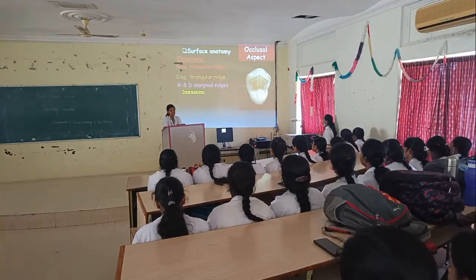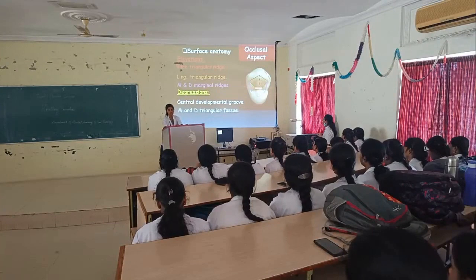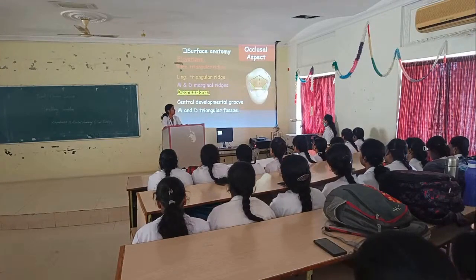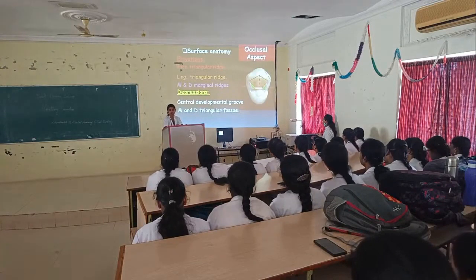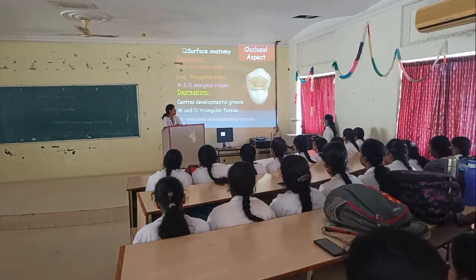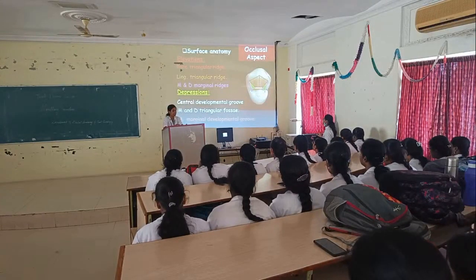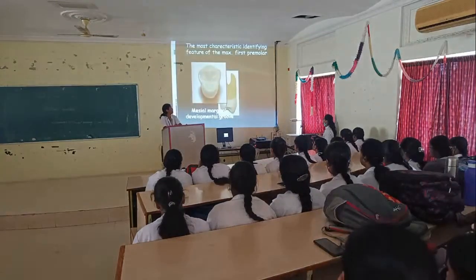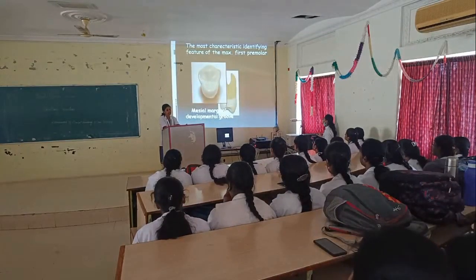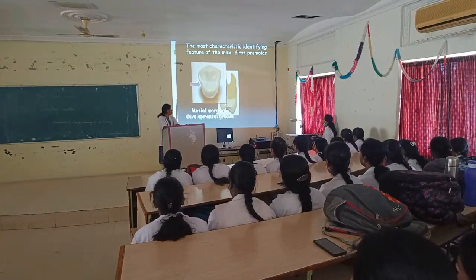Then the depression, the central developmental groove, is seen. The wide structure present in the center is called the central developmental groove. Mesial and distal triangular fossae are also present. The green colored structure is the mesial and distal triangular fossae. The mesial marginal developmental groove is present, which is the most prominent identifying feature of the maxillary first premolar, the pink structure.